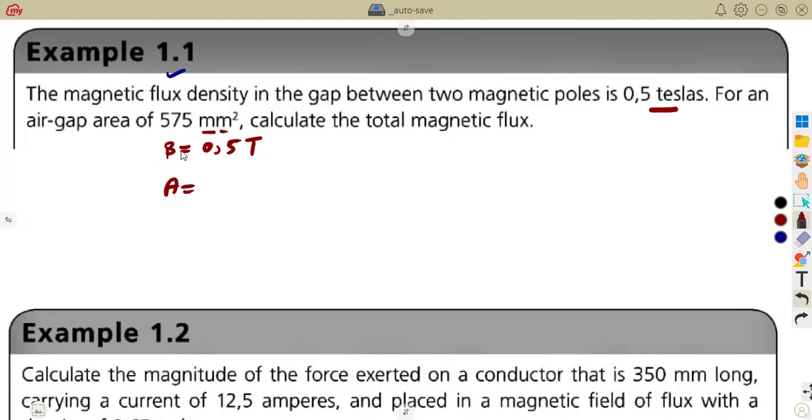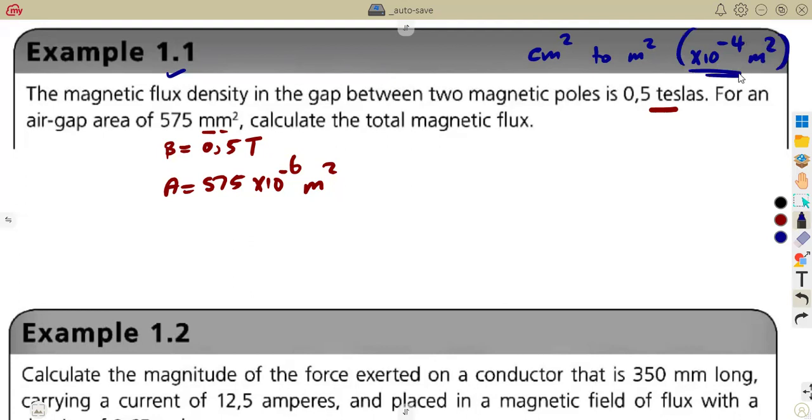Remember your area must be in square meters. So this is 575. How do you convert square millimeters to square meters? You multiply by 10 to the exponent of -6. Square centimeters to square meters? You're simply going to multiply by 10 to the exponent of -4. Your answer will be in square meters. So here we are given square millimeters, times 10 to the exponent of -6. So we have our area.